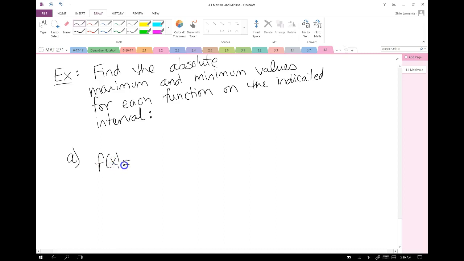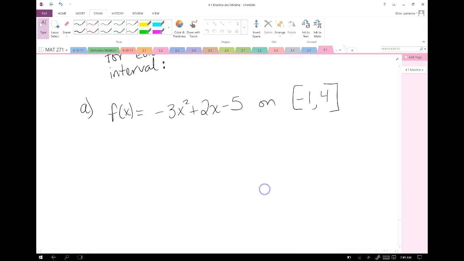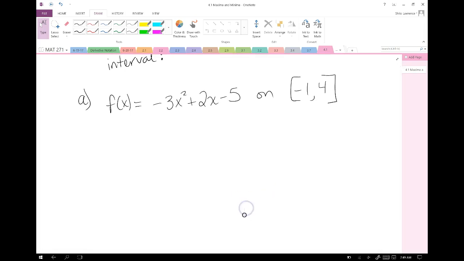So for the first one, we are going to look at negative 3x squared plus 2x minus 5 on the interval negative 1 to 4. I'm not even going to look at this graph. We can figure this out without even looking at the graph. After we get answers, I'm going to switch over to Desmos just to confirm, just to show you that we really did it correct and convince you. But we're going to do this with calculus right now.